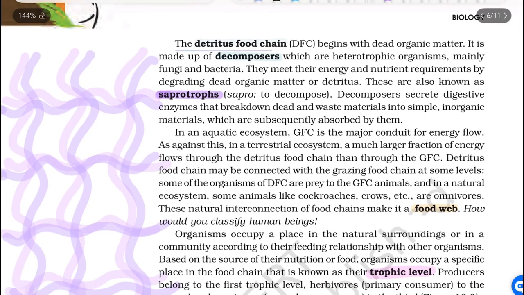The detritus food chain, DFC, begins with dead organic matter. It is made up of decomposers, which are heterotrophic organisms, mainly fungi and bacteria. They meet their energy and nutrient requirements by degrading dead organic matter and detritus. These are also known as saprotrophs. Sapro means to decompose. Decomposers secrete digestive enzymes that break down dead and waste materials into simple inorganic materials, which are subsequently absorbed by them.